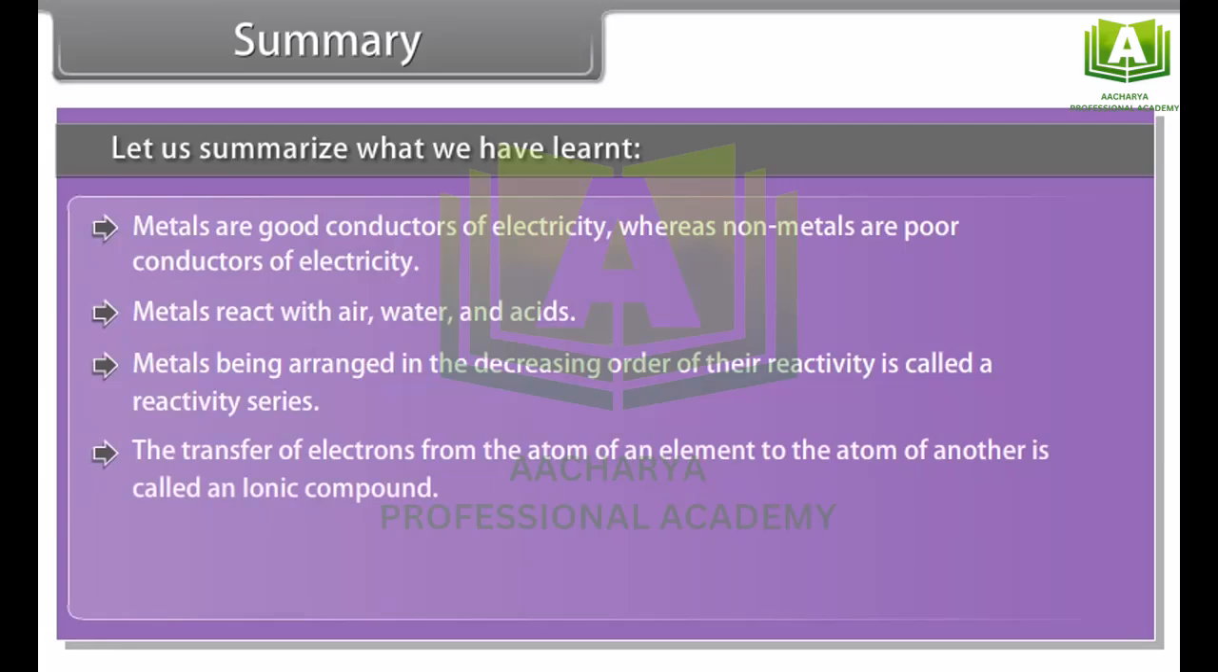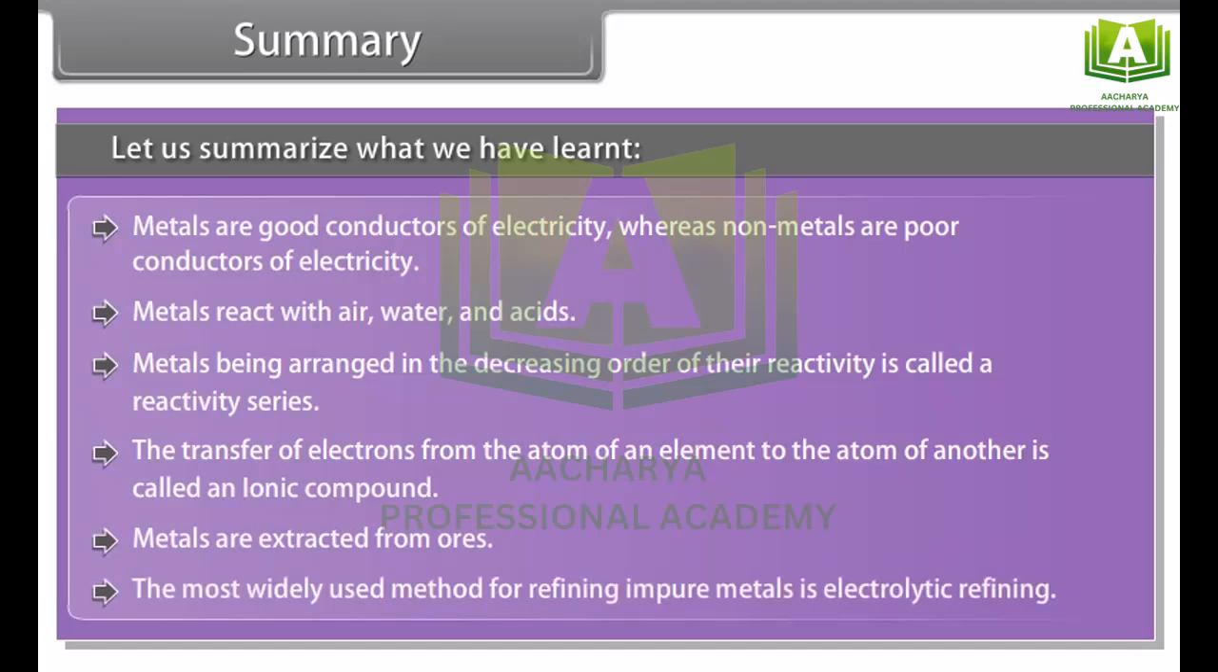The transfer of electrons from the atom of an element to the atom of another is called an ionic compound. Metals are extracted from ores. The most widely used method for refining impure metals is called electrolytic refining.